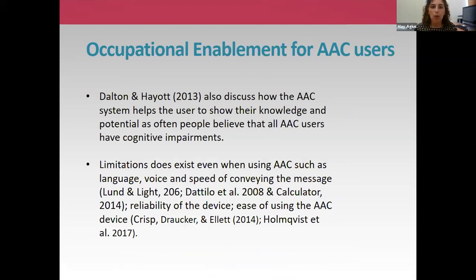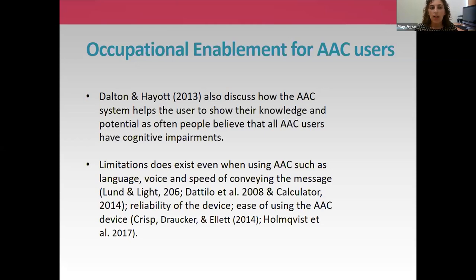Also, we discuss how several researchers, like Dalton and Tate, discuss how AAC systems help users show their knowledge and potential, as often people believe that all AAC users have cognitive impairments. We're going to see this also in the interview. Sometimes they think that they can't really achieve because they are nonverbal, and even communication partners' attitudes mean they don't presume that these persons can do and achieve.